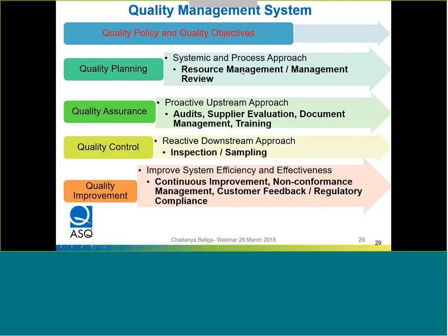If you look at our quality management system, we usually have quality planning, quality assurance, quality control, and quality improvement. Quality planning is very much a systemic and process approach, and you are managing through management review and resource management processes. And this is very proactive. So that's what ISO 31000 is looking for. How do you design your risk management throughout your organization? Quality assurance is a proactive upstream approach.